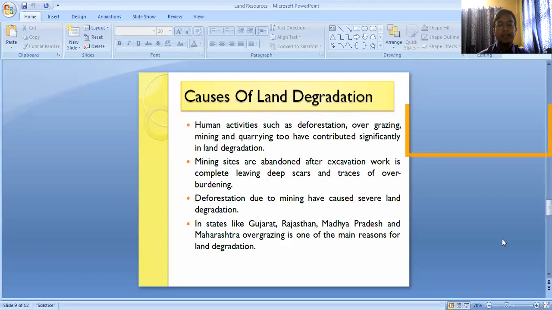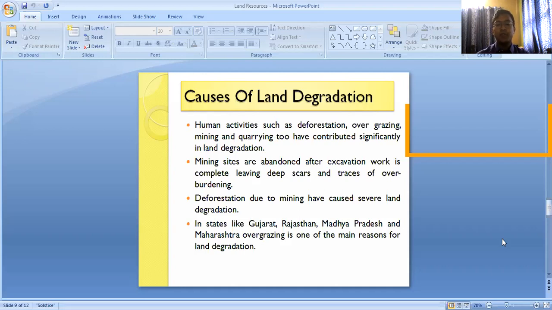Even the mining sites are abandoned after excavation work is complete, leaving deep scars and traces of overburdening. The areas where mining is done are left abandoned after mining is completed. For example, when coal is mined, after the entire deposit of coal is extracted, the coal mines are left behind. There are chances of collapse of these coal mines, and emission of poisonous gases and all. In this way, it may cause land degradation.